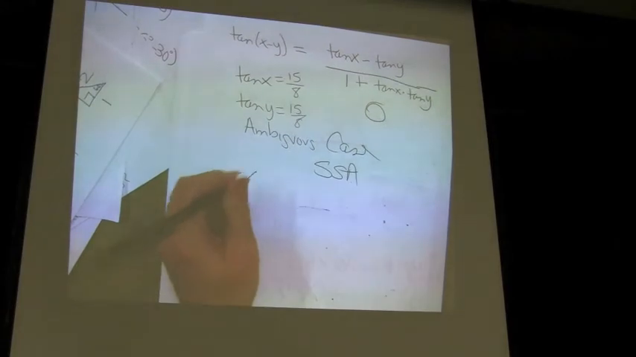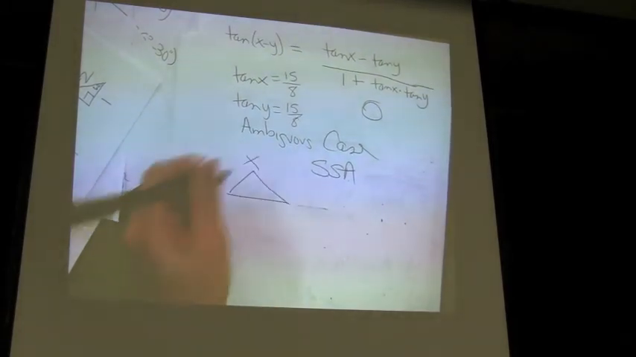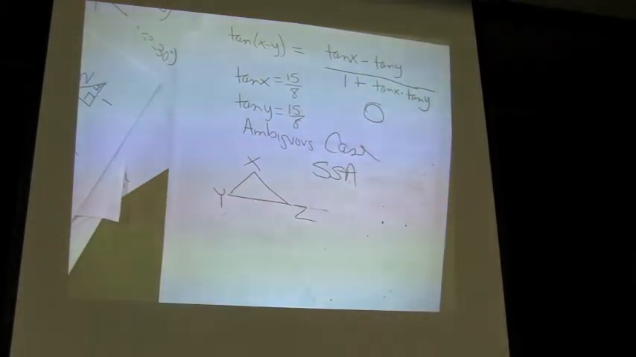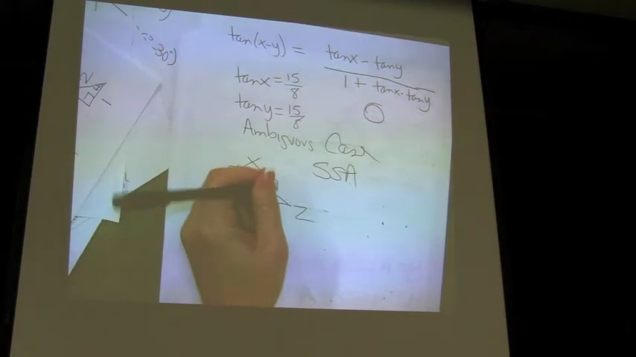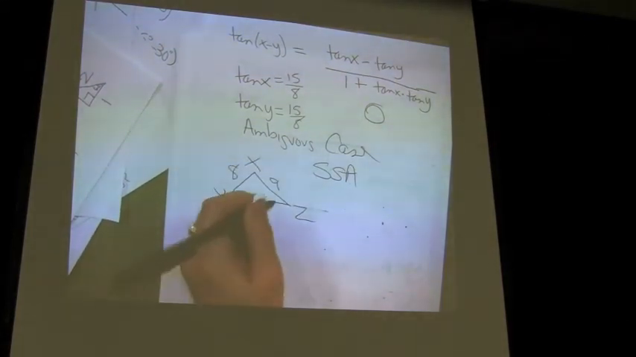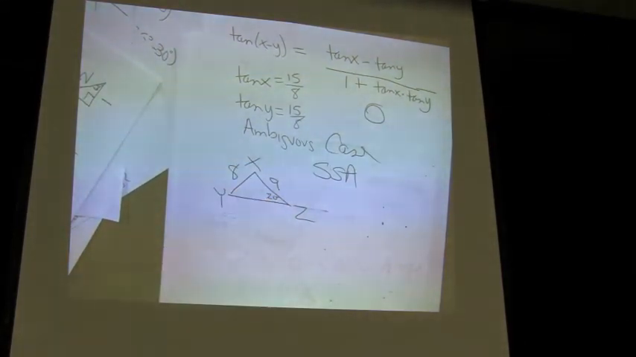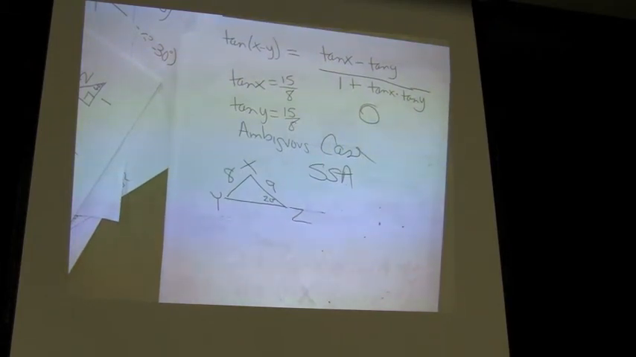So, let's say, and don't assume that my triangles are drawn to scale or anything. Let's say we have triangle XYZ. I know this side's 8, I know this side's 9, and I know this angle right here is 20 degrees. This could be the ambiguous case because it is side-side-angle, and I made up an angle that was pretty small. Okay? There are a couple of ways of handling the ambiguous case.